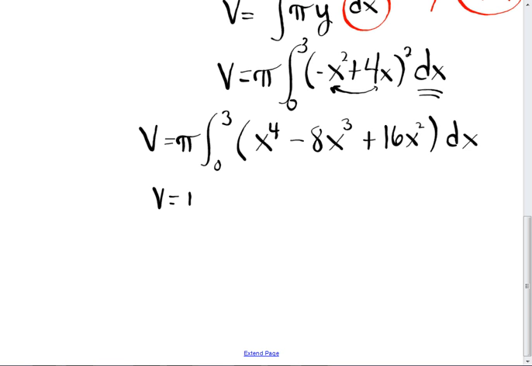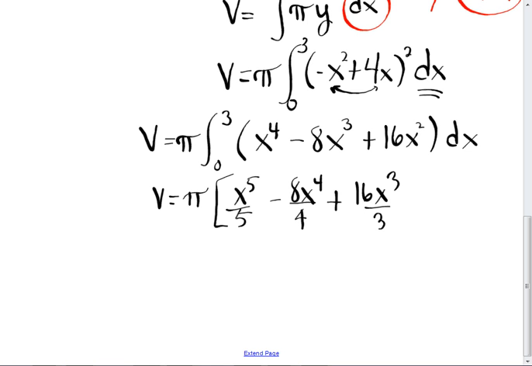It's just geometry. Okay, here's the calculus. This is tough, isn't it? It's x to the what? 5th. Now, some of you are going the wrong direction. You're taking the derivative. Minus 8x to the what? 4th over 4. Plus 16x to the 3rd over 3, evaluated at 0 and 3.